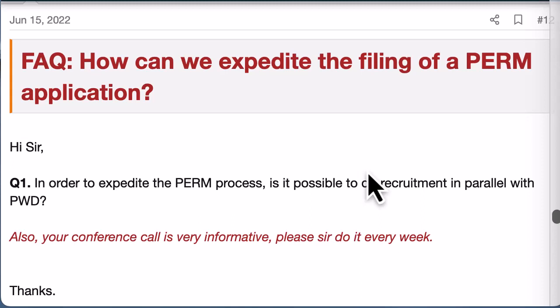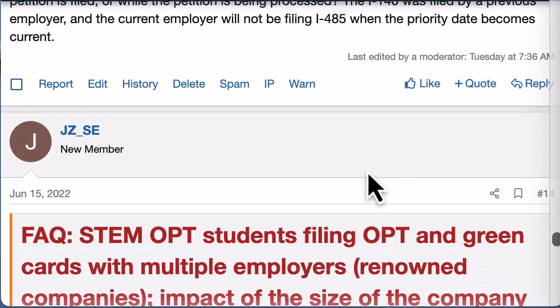So do the job order. That's the only thing you can do. And you have to time it towards the end period, because if you start the recruitment too early, that would not count. You'll have to do it again.